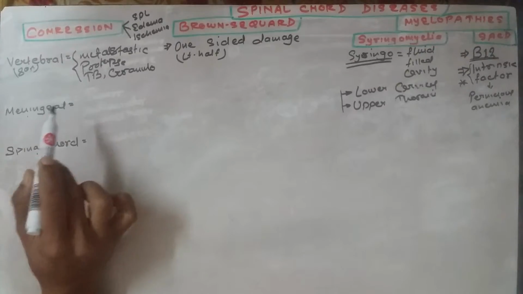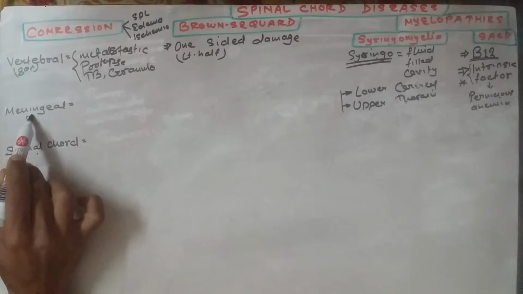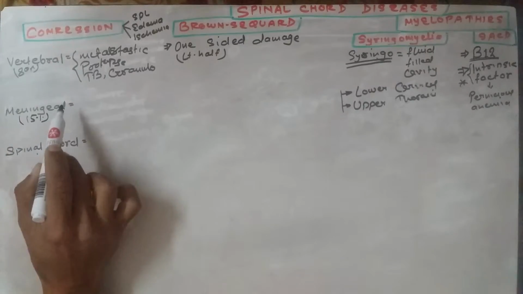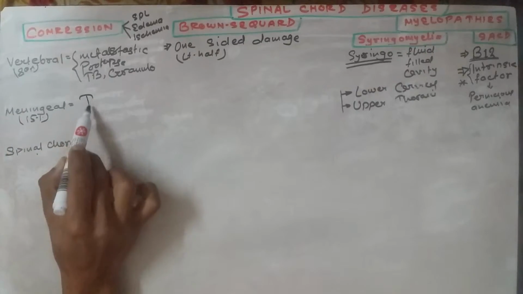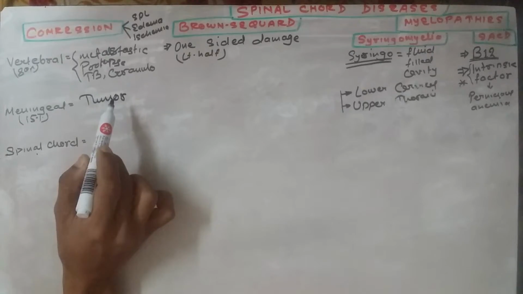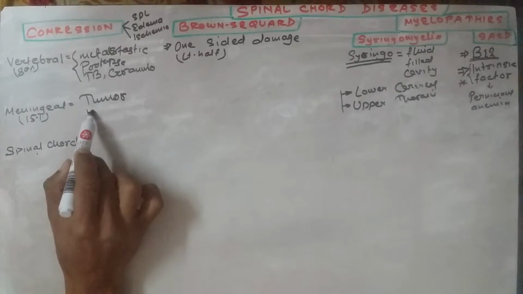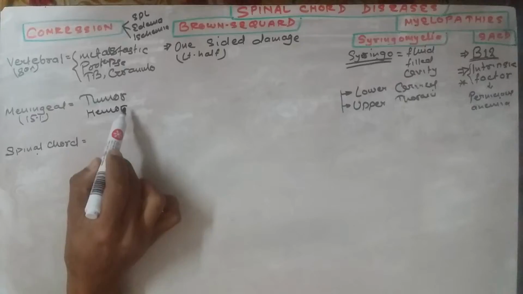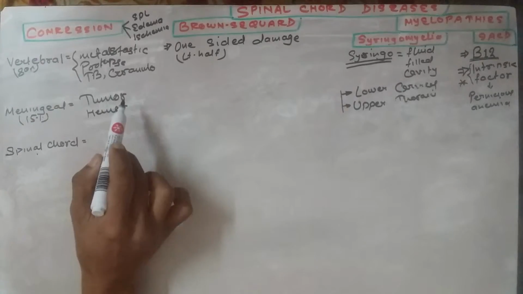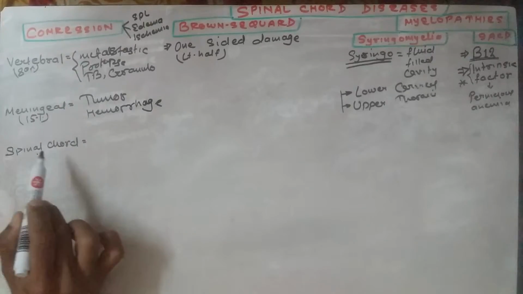The second largest portion is the meningeal origin, which constitutes about 15% of the compression causes, and the meningeal causes will be tumors within the meninges. That can be either meningioma or neurofibroma, ependymoma. And there can also be some sort of hemorrhage, like subarachnoid hemorrhage, subdural hemorrhage, or epidural hemorrhage or hematoma. So these are the meningeal causes.